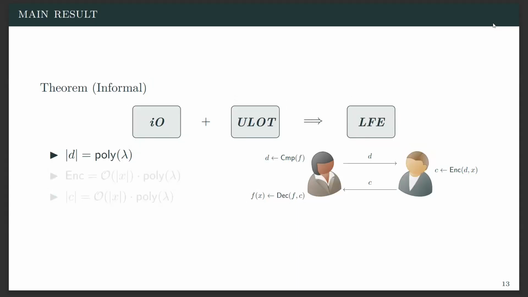Just to remind you of what the parameters are. The size of the function digest that Alice has to send is just a polynomial in the security parameter. The time for Bob to run the encryption procedure depends on his input, of course, because he has to read his input. And then there's just a multiplicative factor that's a polynomial in the security parameter. And similarly, the size of the ciphertext also only depends on the input and then has a multiplicative factor that's a polynomial in the security parameter.